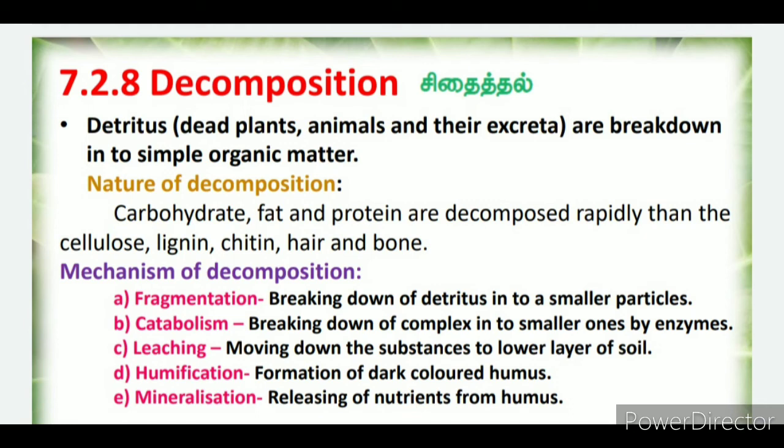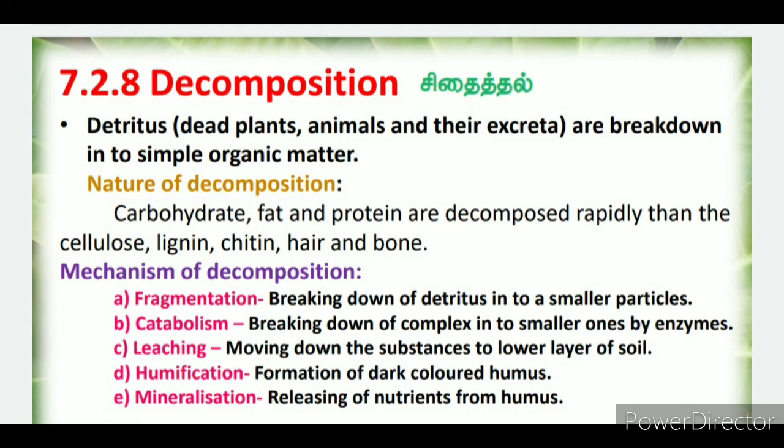First one is fragmentation. The breaking down of detritus into smaller particles by detritivores like bacteria, fungi and earthworm is known as fragmentation. Second step is catabolism. Breaking down of complex matter into smaller ones by the enzymes is known as catabolism. Next step is called leaching or eluviation. The movement of decomposed material to the lower level of the soil is known as leaching or eluviation.